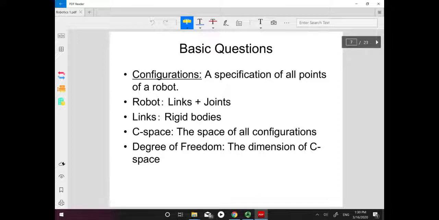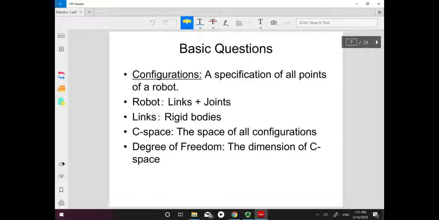Configurations refer to a specification of all points of a robot. Actually, when we talk about robot motion control, what we're actually doing is controlling all the points. We name all the points with a coordinate. It's like in the real world, in the robot workspace, all the points on the robot manipulator are defined as coordinates. And the configuration refers to the collection of the coordinates of all these points.